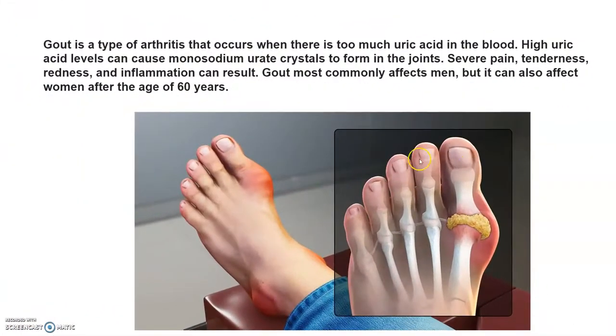Gout. It is a type of arthritis that occurs when there is uric acid deposition in the blood. High uric acid levels cause monosodium urate crystals to form in the joints. Severe pain, tenderness, redness and inflammation can result, and gout mostly affects men, and it also affects women late, after the age of 50 or 60 years.